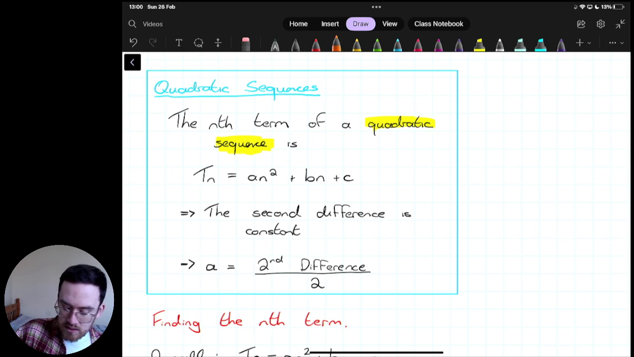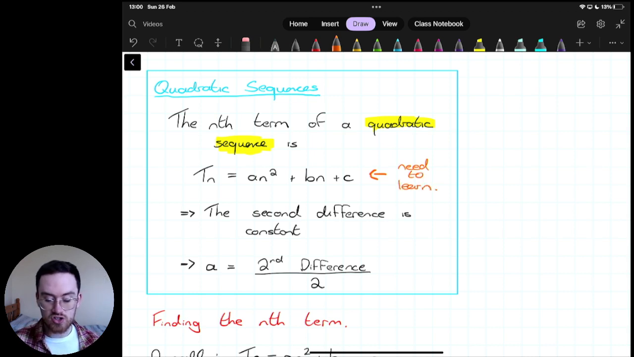What's important with this one is that it is not in the log tables, so you need to know this one. The formula is the same as our general quadratic. We're used to the idea of ax squared plus bx plus c, so we can think of it that way. It's a quadratic sequence, so the formula is just a quadratic.